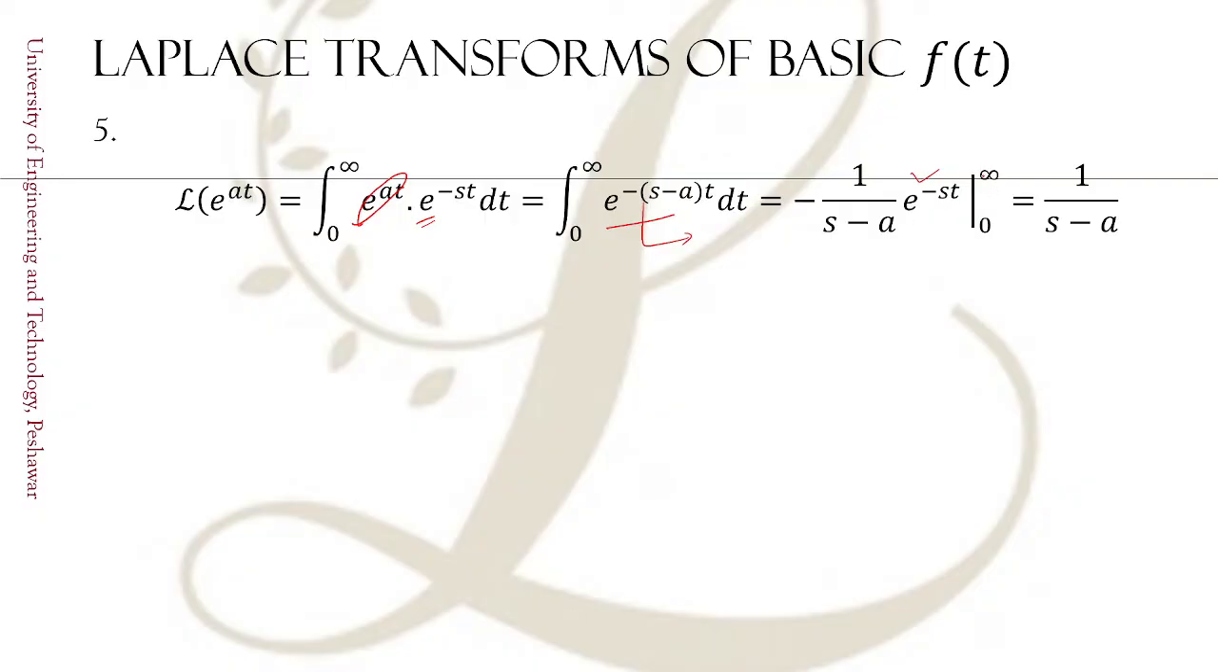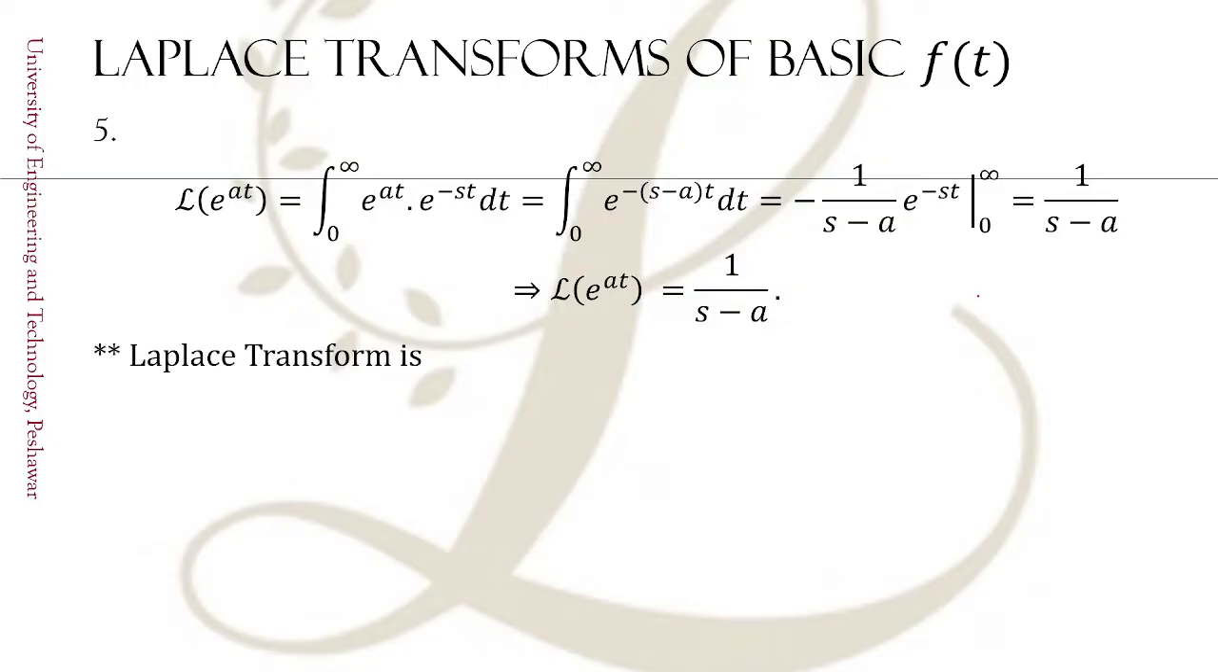Now again, when t goes to infinity, this term will vanish, and when we put t equal to 0, this will give you 1. So we have 1 over s minus a. That is the Laplace transform of what? Of e power at. Right, so Laplace transform of e power at is equal to 1 over s minus a.